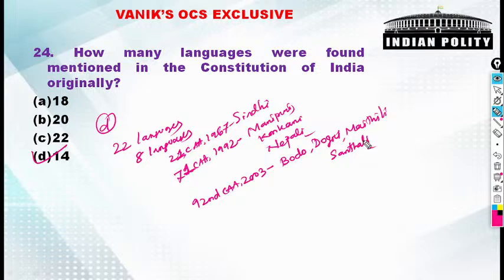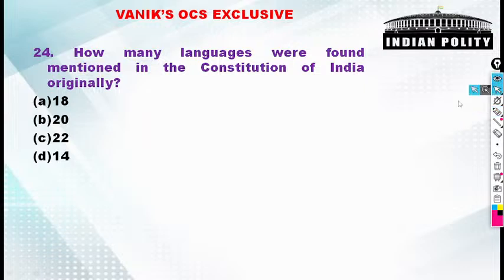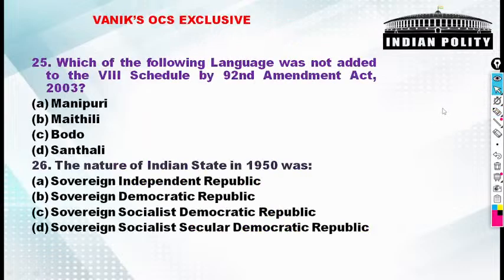So in this way, 8 languages were added. 24, answer D. 25. Which of the following languages was not added to the 8th Schedule by the 22nd Amendment Act? Manipuri. Manipuri was added by the 71st Constitutional Amendment Act.